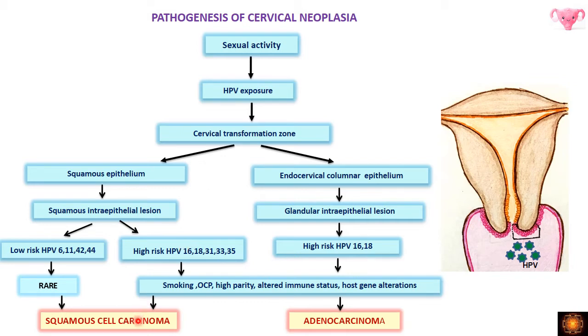So if the squamous epithelium is affected by the high risk HPVs like 16, 18, then she will develop the squamous cell carcinoma. If the endocervical columnar epithelium is affected, similarly like the squamous intraepithelial lesion, we have glandular intraepithelial lesion. Here the most common HPV types are 16 and 18. When these 16 and 18 infect the columnar epithelium, it leads to adenocarcinoma. If the squamous epithelium is infected, it causes the squamous cell carcinoma.